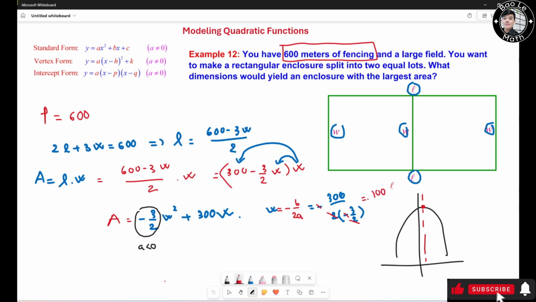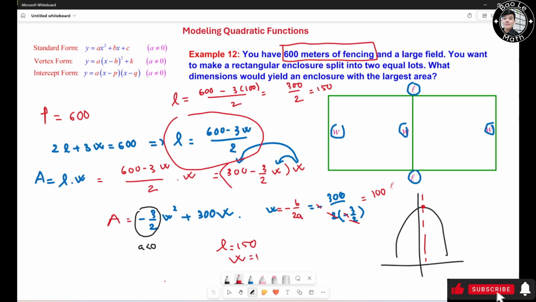So W equals 100. Now you substitute 100 for W into the equation right here to find the length, right? So the length equals 600 minus 3 times 100, divided by 2. So it can be 300 divided by 2. It's going to be 150, right? So the length is 150. And the width is 100, right?